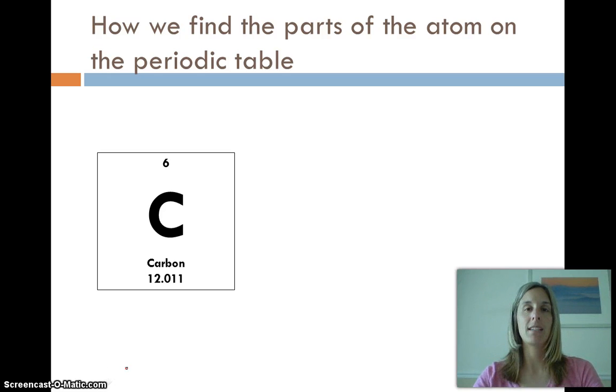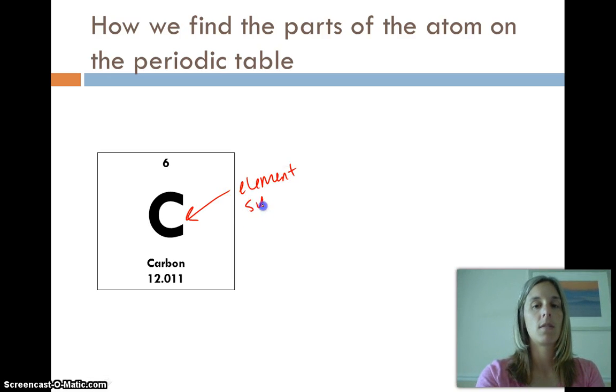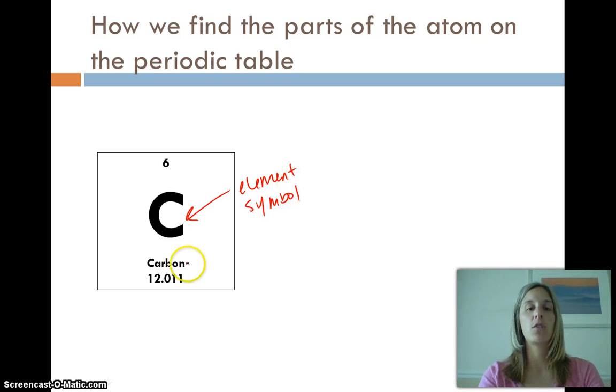If we look at the periodic table, we see a box that looks similar to this. So let's go ahead and talk about what each part of the box means. This guy right here is easy. He's your element symbol. And that's going to be a shorthand notation for your element name. So the big C tells me I'm working with carbon.